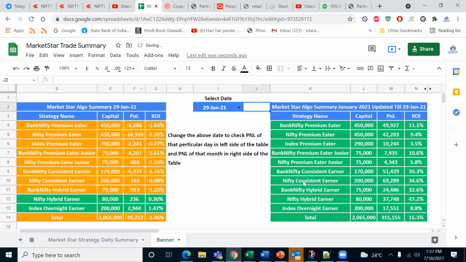Yeah. So by the month end of 29th of January, the Index Premiumeter has given 10,244. That is a fair enough amount, 4% also in a month. Okay, so let's move to Feb.